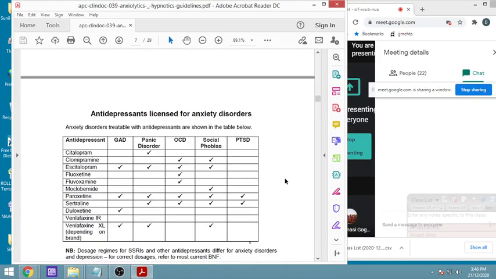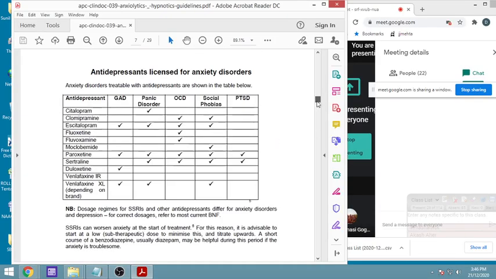So which antidepressant can be used in what condition, that we can check. We have got different kinds of conditions. We have seen GAD, that is generalized anxiety disorder. Second is panic disorder. Third is OCD, that is obsessive compulsive disorder, then social phobias, and post-traumatic stress-related disorders. So citalopram is good only in panic disorder and has no big role in the other four.